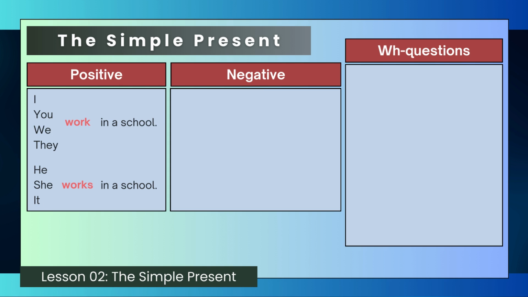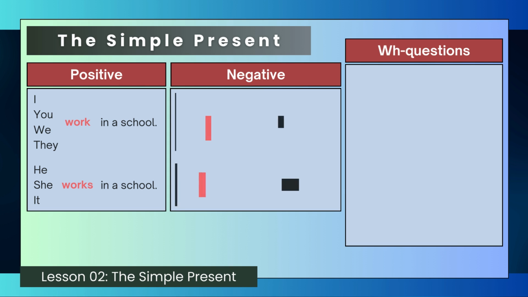To make a positive statement or a sentence, we need to add a subject. For example, I, you, we, they, he, she, and it, followed by the main verb, which is work, in its present simple tense. For example, I could say, I work in a school. You work in a school. We work in a school. They work in a school. He, she, it works in a school. Now, the only thing we need to remember here is to add an S or ES depending on the verb for the third person singular.